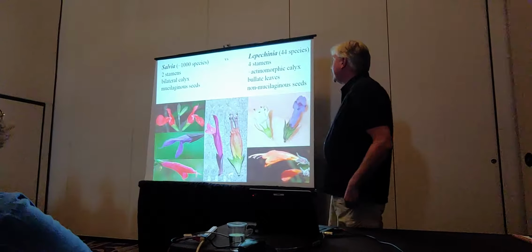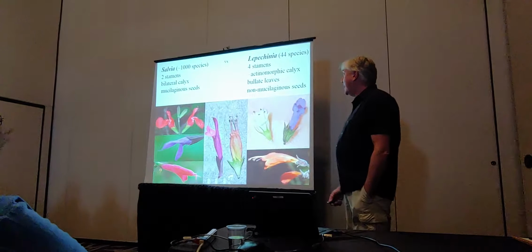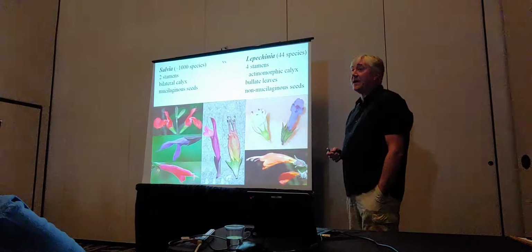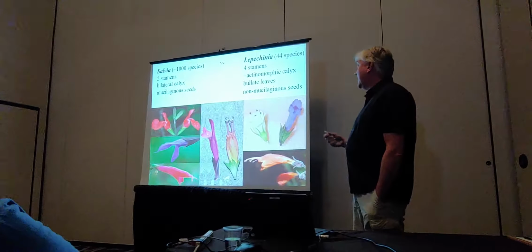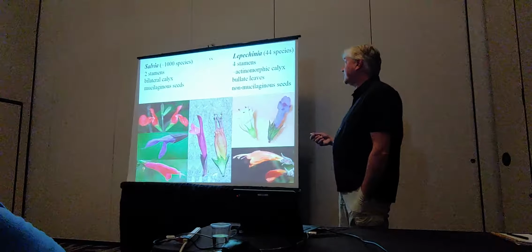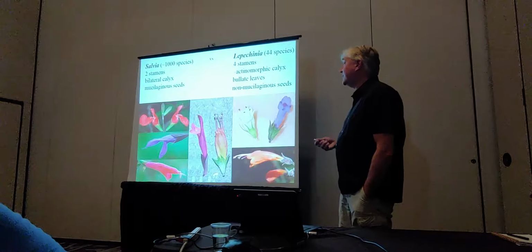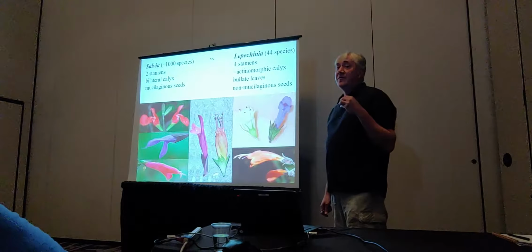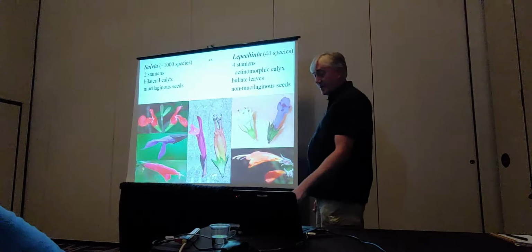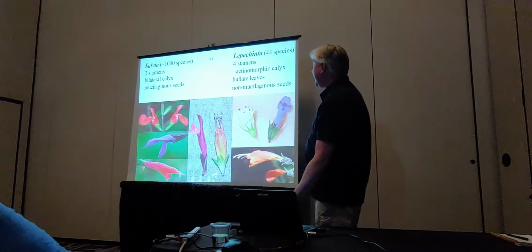So superficially, Salvia is most similar to Lepechinia, but Lepechinia has, again, 4 stamens. It has a typically actinomorphic calyx, foliate leaves, and non-mucilaginous seeds, whereas Salvia has 2 stamens, a bilateral calyx, and mucilaginous seeds. Mucilaginous seeds are the seeds that develop a mucilage when they get wetted. If you've ever had chia, the health food thing, you know what I mean by that.